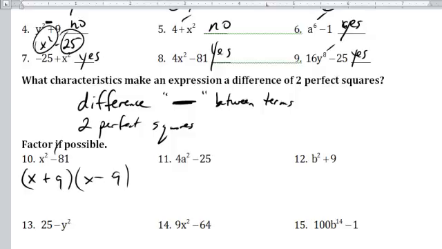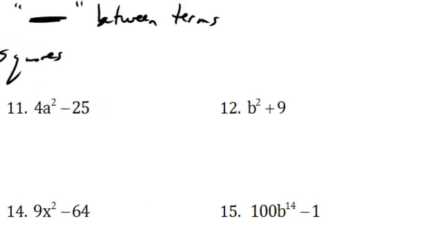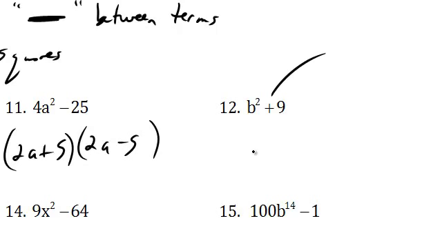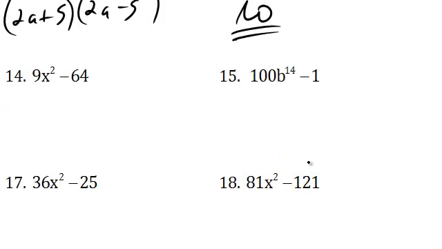Okay? And if I FOIL it, which you've done last chapter, or a couple chapters ago, that would bring you back to x squared minus 81. Okay? So there's always a way to check it. All right, is this one a perfect difference of two squares? It sure is. So the square root of 4 is 2, the square root of a squared is a, the square root of 25 is 5, and plus and minus. Always plus and minus. This is not a difference of two squares because it doesn't have a minus sign.